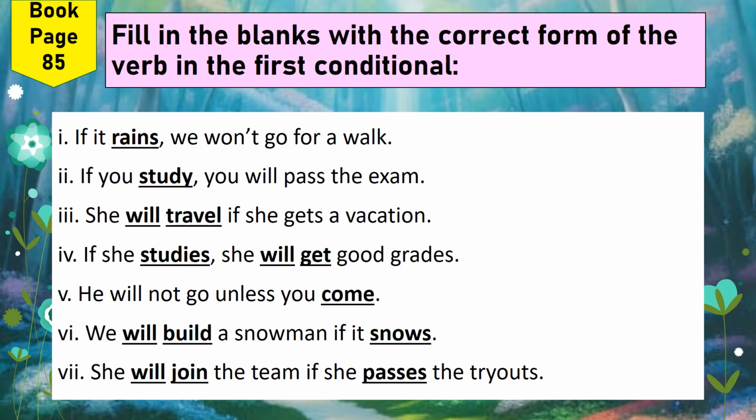1. If it rains, we won't go for a walk. 2. If you study, you will pass the exam. 3. She will travel if she gets a vacation. 4. If she studies, she will get good grades. 5. He will not go unless you come. 6. We will build a snowman if it snows. 7. Join the team if she passes the tryouts. Practice creating your own examples using this structure. It's a great way to improve your grammar for both writing and speaking.